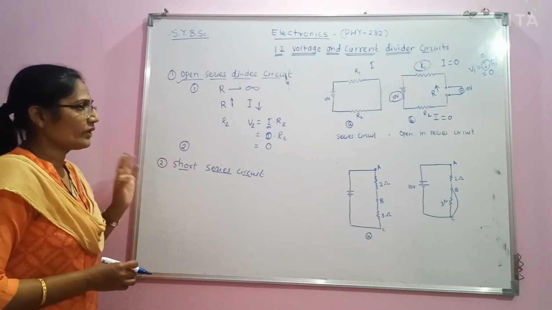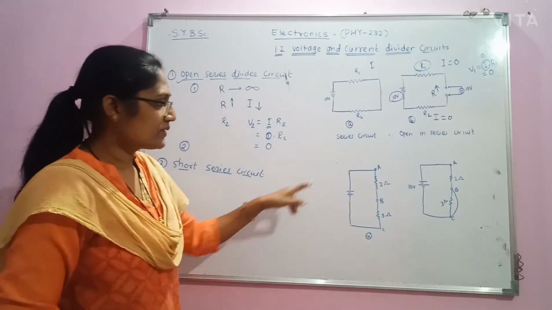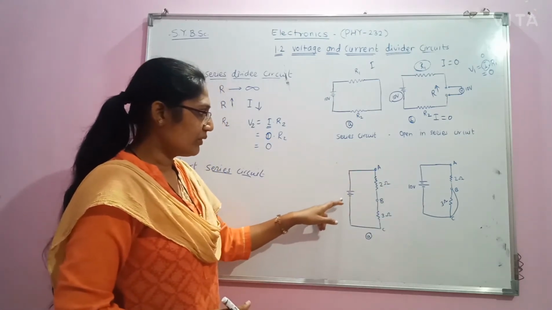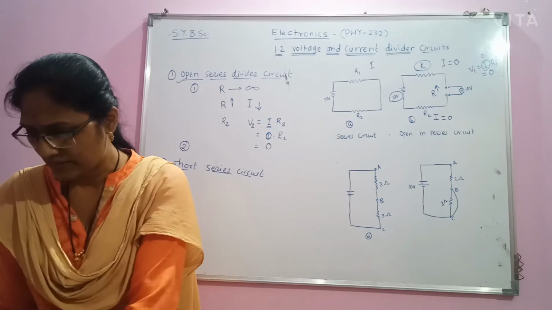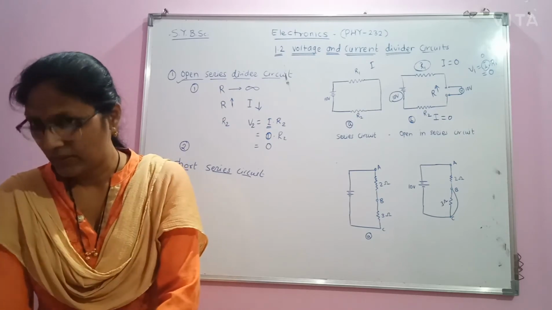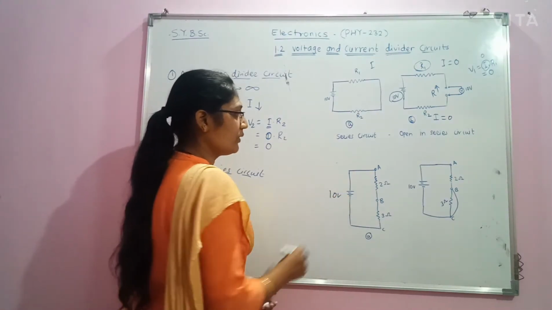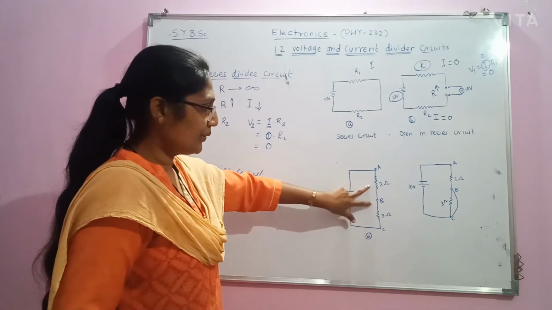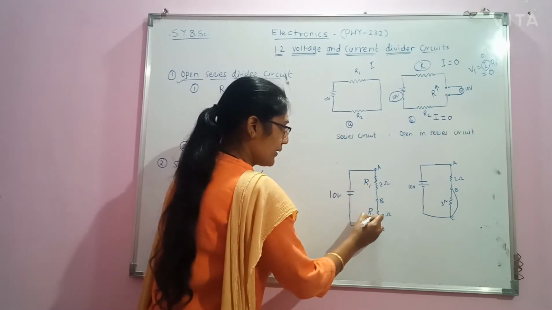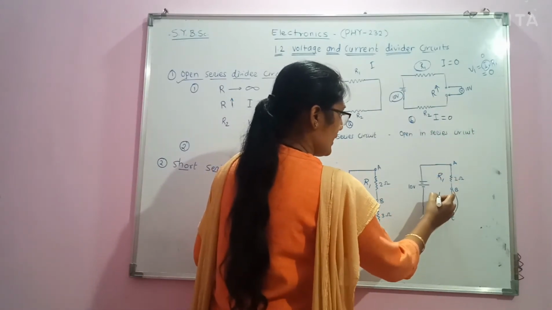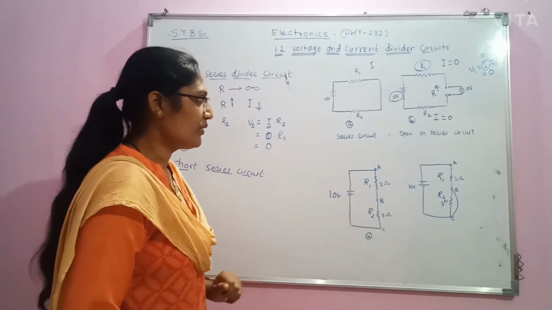Now, short series circuit. In the case of a short series circuit, here is one series circuit shown, which consists of a battery. Its voltage is given as 10 volt, and there are two resistances R1 and R2. These are the two resistors. Their values are 2 ohm and 3 ohm respectively.